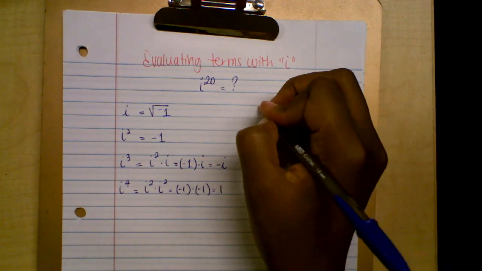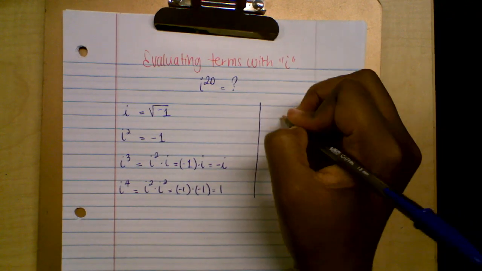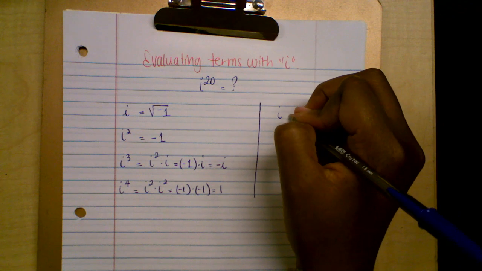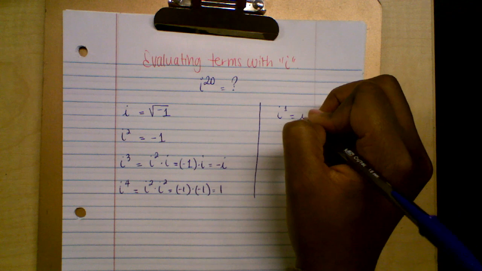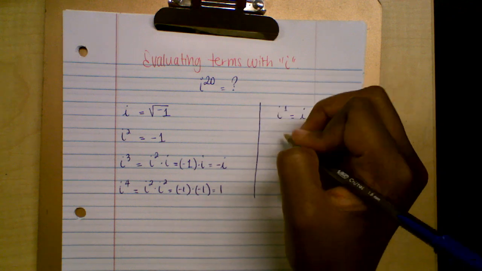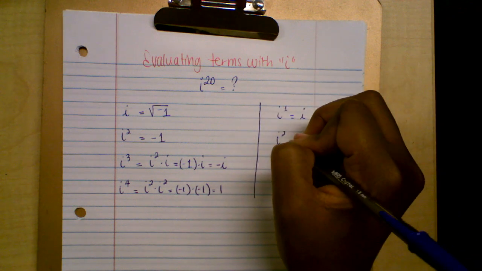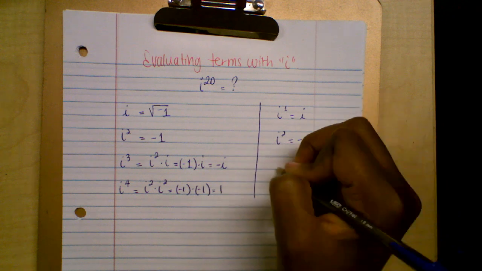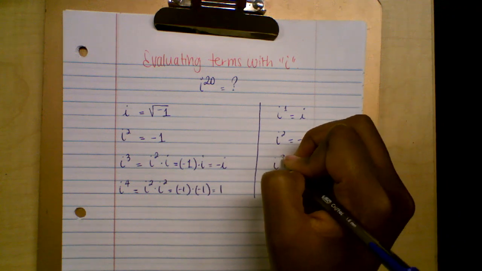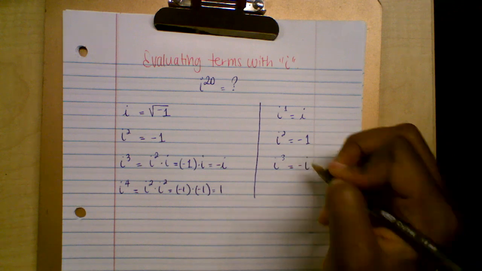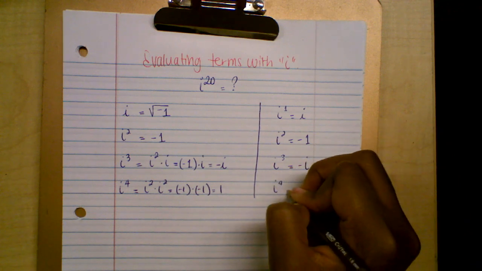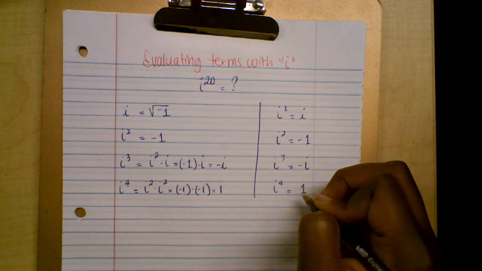Let me draw something here on the side. i is equivalent to i to the 1st power, which is just i. We notice that i squared is equal to -1, i cubed is equal to -i, and i to the 4th power is equal to +1.